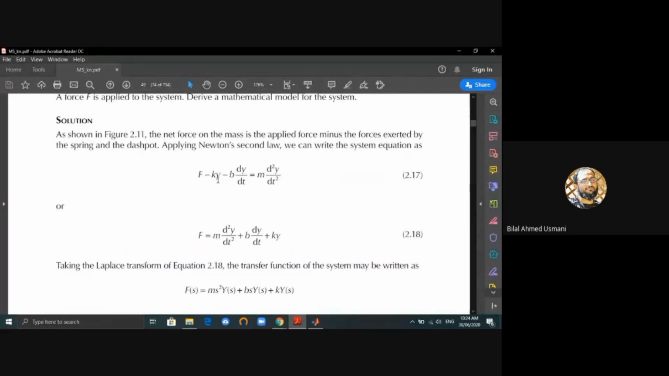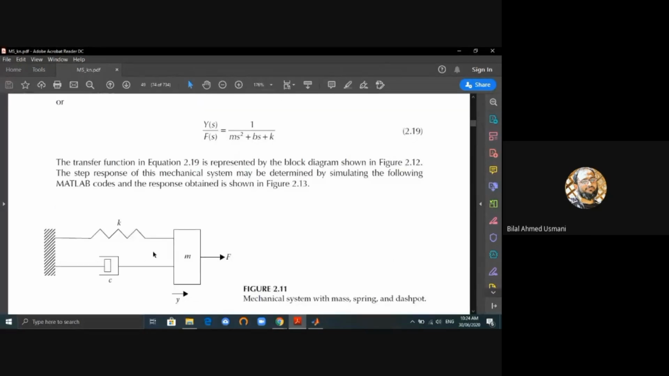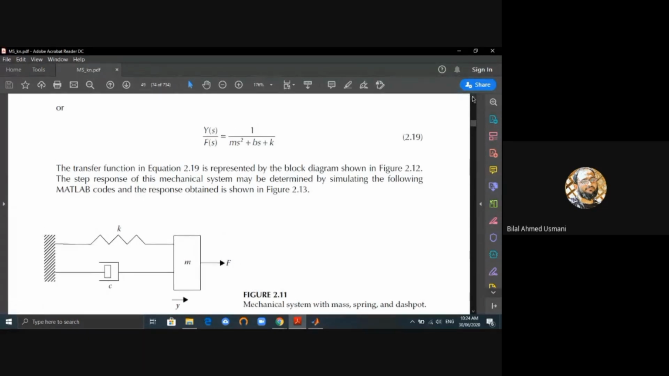So F minus Ky minus B dy/dt is equal to m d²y/dt². So F is equal to my, and we are looking at the combined force on the mass. If you look at the diagram again, what is the combined force on that mass? There are certain directions: some of the forces are on the right-hand side, some are applied on the left-hand side, and so are the signs.